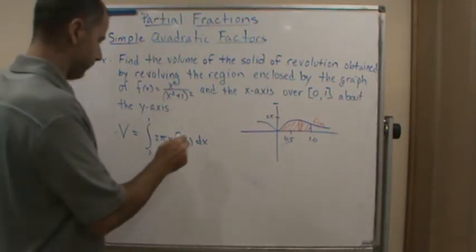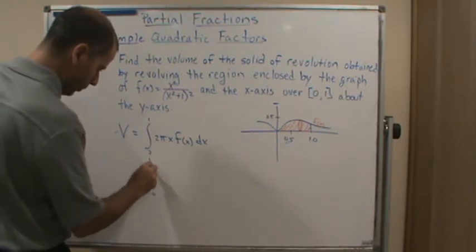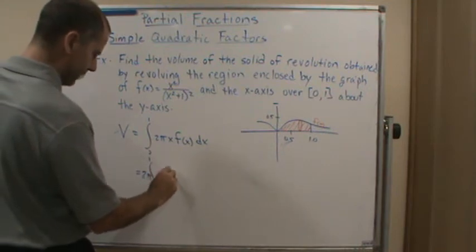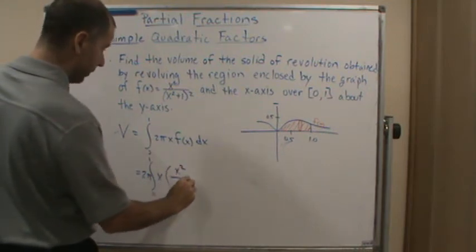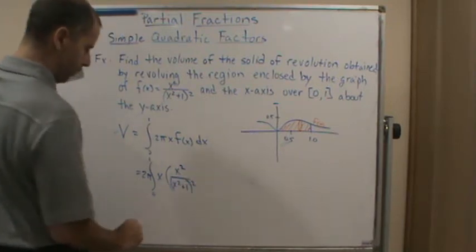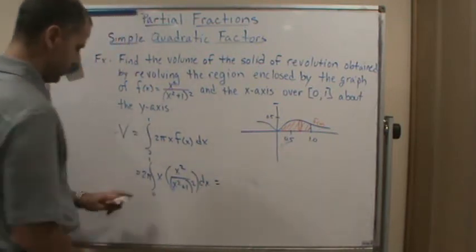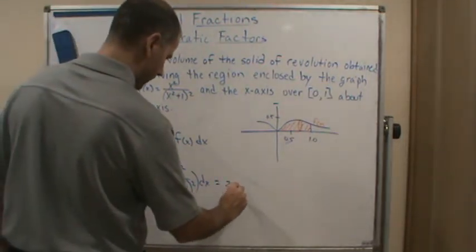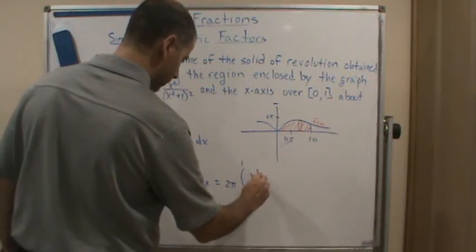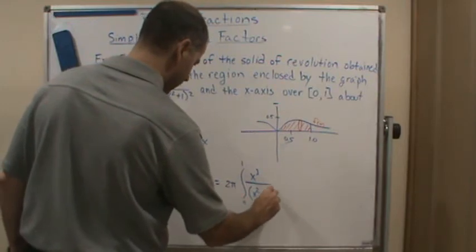Okay, so let's do this. So this is going to give us 0 to 1. I'm going to pull the 2 pi out. This is going to be x times x squared over x squared plus 1 quantity squared dx. Which is going to equal 2 pi times the integral from 0 to 1 of x cubed over x squared plus 1 quantity squared dx.